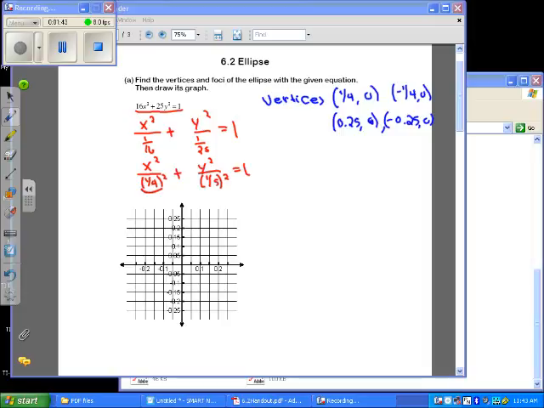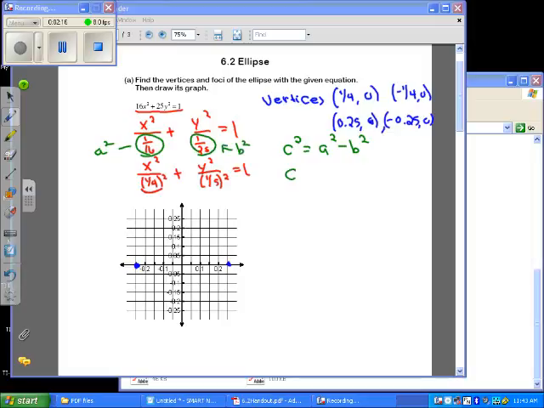Okay, let's go ahead and plot those points to start off with here. Negative 0.25 is right here, and the positive 0.25 is right there. So that's my vertices. The next thing they ask me to do is to find the foci. So let's go ahead and find the foci. To find that, we need the following equation: c squared is equal to a squared minus b squared. This is my a squared, and this is my b squared.